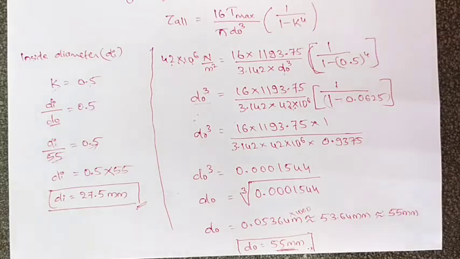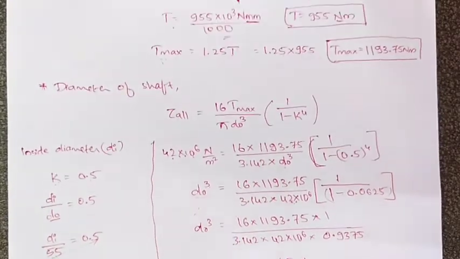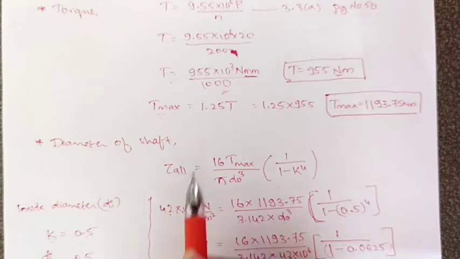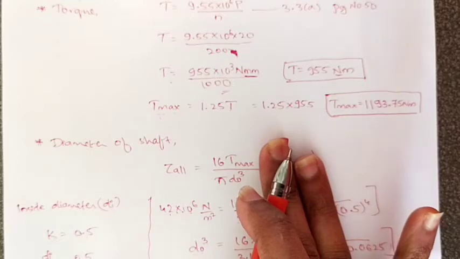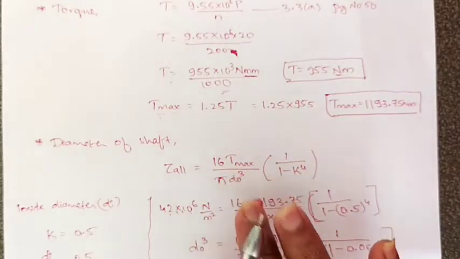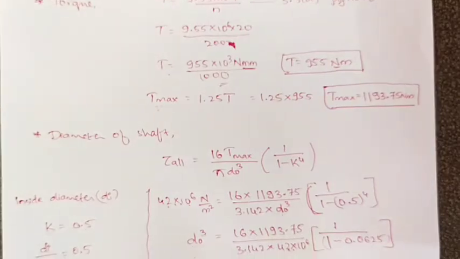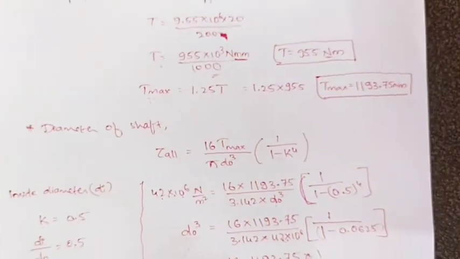So this is how the procedure goes to solve the problem on hollow shaft. See, first you need to find the torque, then you have to multiply that torque by whatever 25% or 30% extra is given. If it is not given, you take it directly. If it is given, just multiply that. Then using that T max, substitute the value in this formula. If it is a solid shaft, you should consider only this. If it is a hollow shaft, you should consider 1 divided by 1 minus k raised to 4. Now go on substituting the k value.